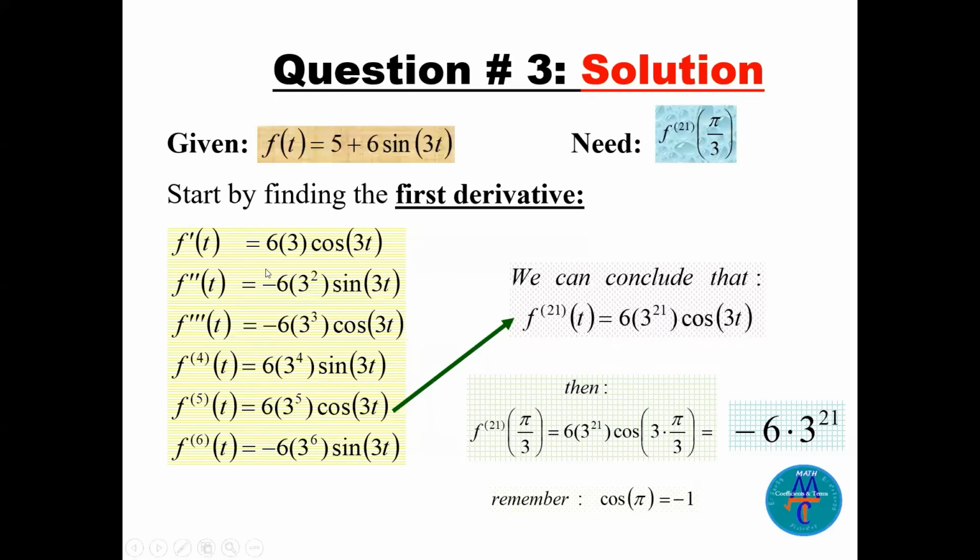So first, we start by finding the first derivative, f prime of t. The derivative of 5 will be 0. So this is 6, the coefficient. Sine of 3t will be 3 cosine of 3t. This is the first derivative.